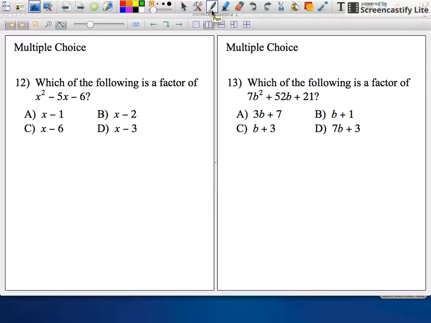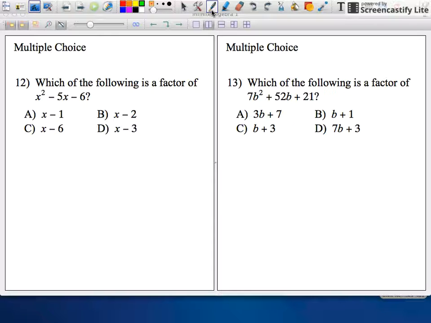Number 12 and 13 start something a little bit new, but you know how to do it. And it's great because this is great EOC practice. The EOC loves asking you these problems because this is how they can ask you to factor something with a multiple choice test. Because otherwise, factoring is very, very checkable with multiple choice options. But this is one of the ways they can get around that a little bit.